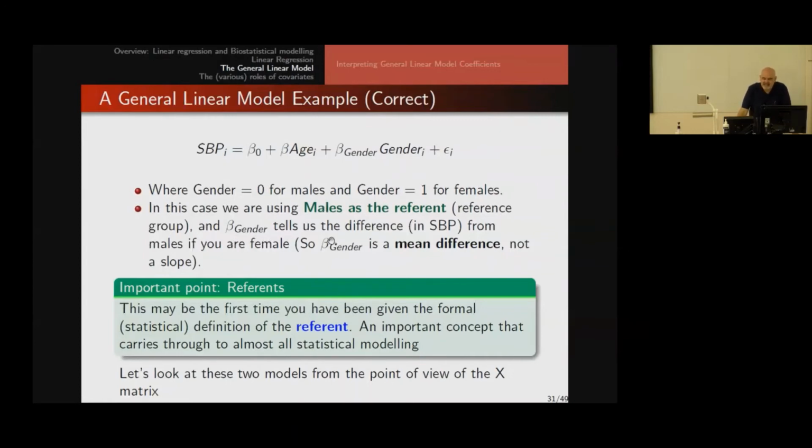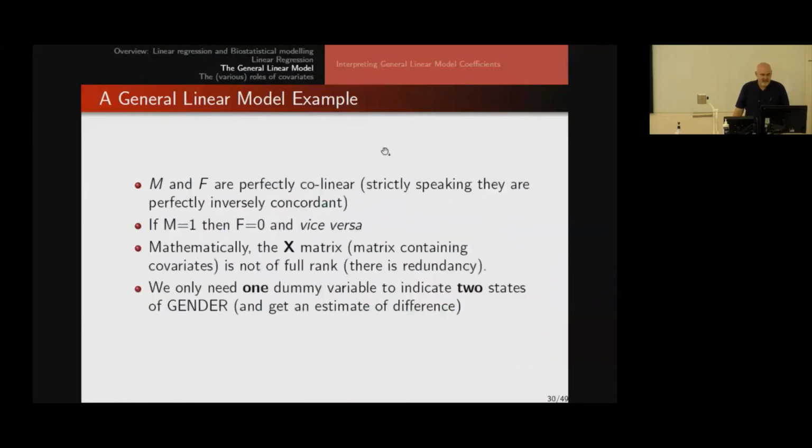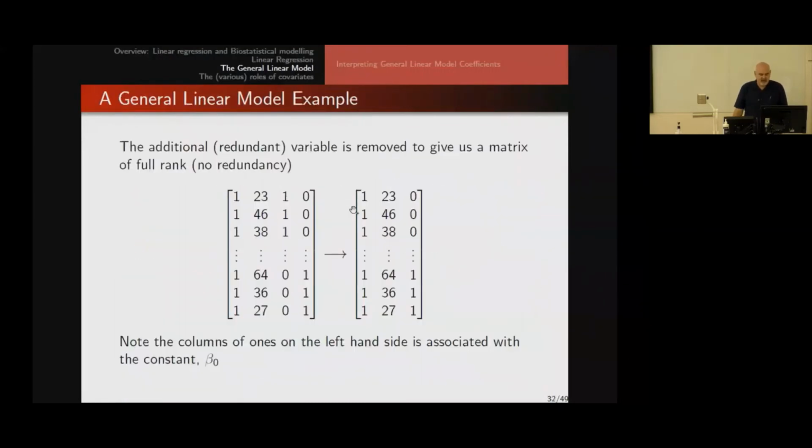So beta gender is going to tell us the difference in systolic blood pressure from the referent due to being female. In other words, beta gender represents a mean difference between these 2 groups. It's not a slope, it's a mean difference. And that's really the only difference when we have categorical variables. This may be the first time you've been given the statistical definition of the word referent, and it is an important concept that carries through here. So I just want to talk about this model, the good model, and the bad model in terms of the matrix algebra I was talking about before.